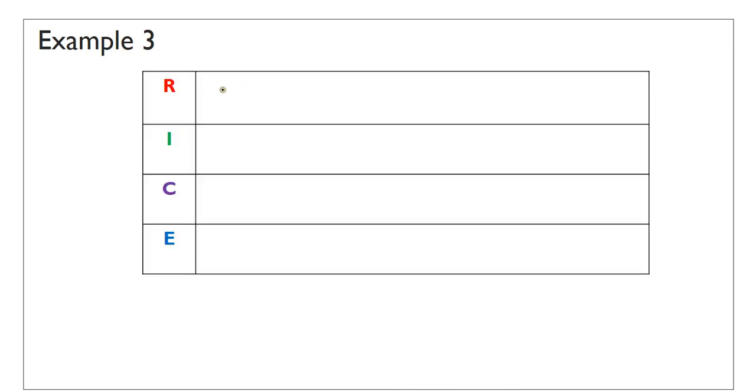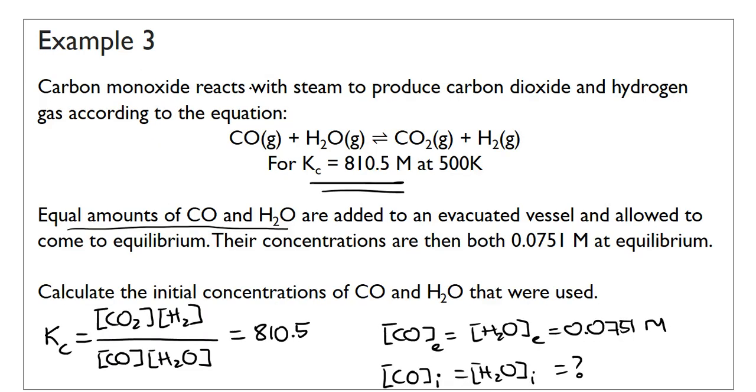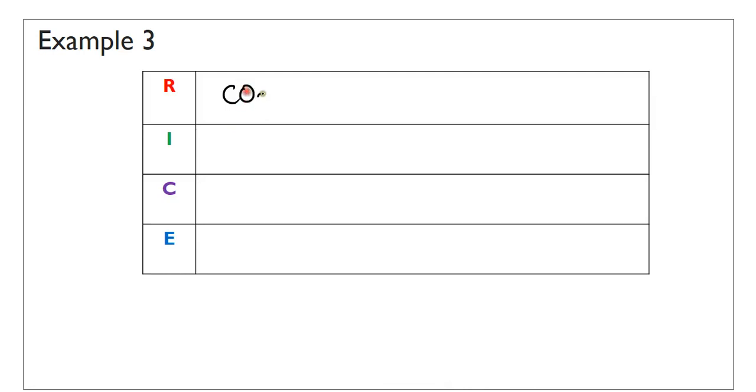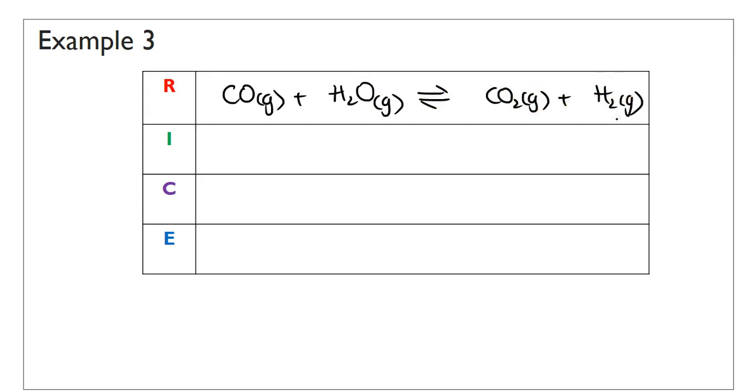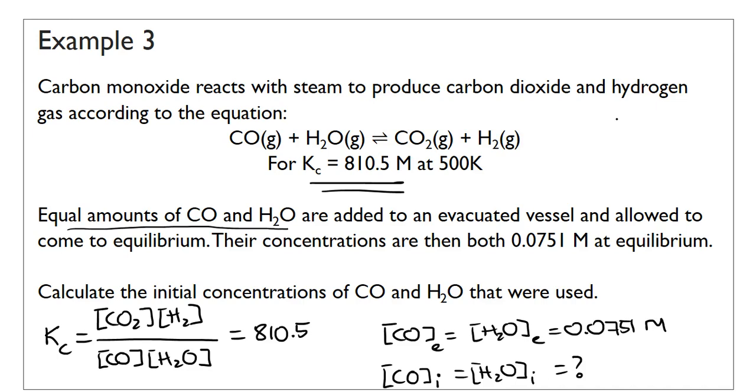Okay, so you have CO and H2O. I feel like I should have picked an equation that has a mole ratio that is not 1 to 1, but I guess we can do that when we do some practice questions later. So this gives you CO2 and H2. Okay, so we got the equation. What else do we have? We know that the equilibrium concentration is 0.0751.